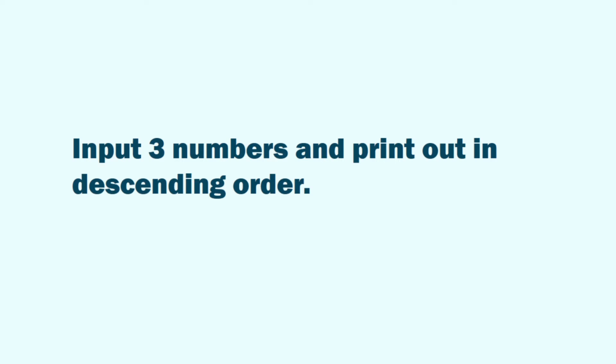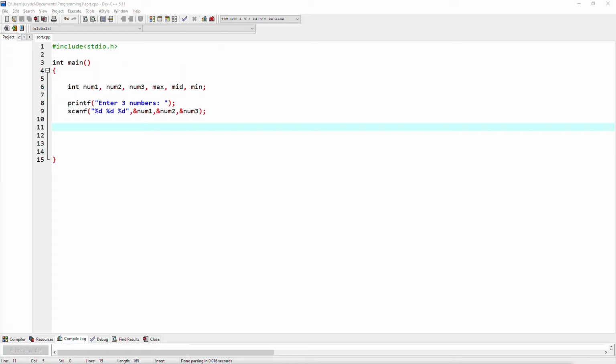Let's have this problem. Input 3 numbers and print out in descending order. Let's have num1, num2, and num3. And then the variables which will hold the sorted values, max, mid, and min. Instruct the user to input 3 numbers, and then take in the inputs using the scanf function.